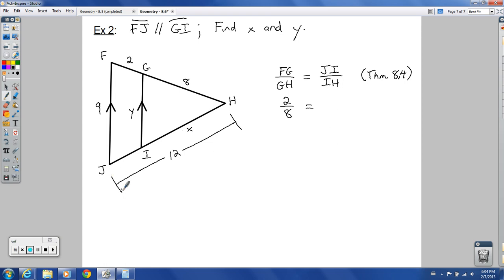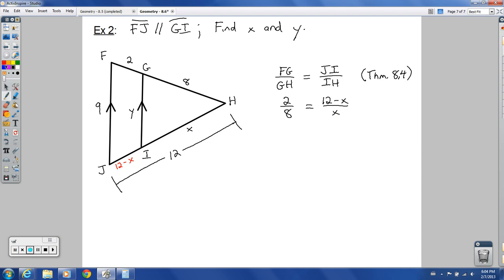Well, if this whole thing is 12, and this part is x, you would have to take 12 minus that to get this part. So since we don't know what this number is specifically, you just have to say that this is going to be 12 minus x. Let's write that in a different color. So that's got to be 12 minus x. So you'd have JI is 12 minus x over IH is going to be x.